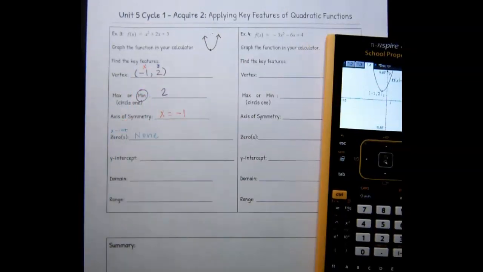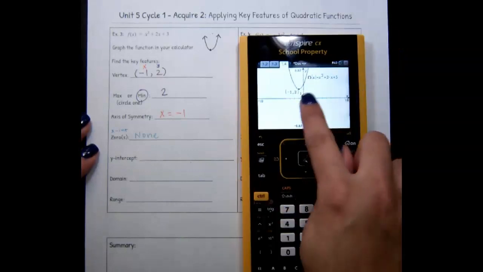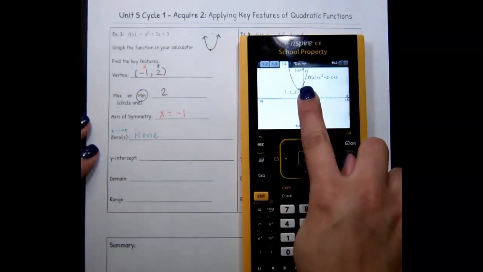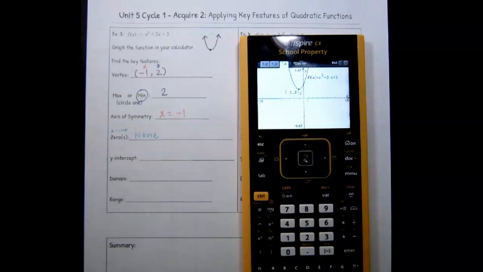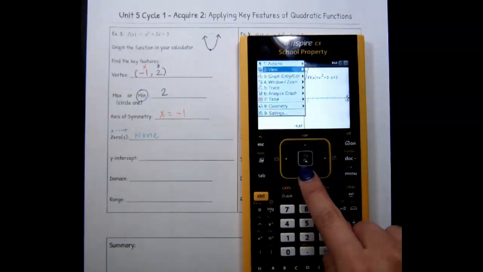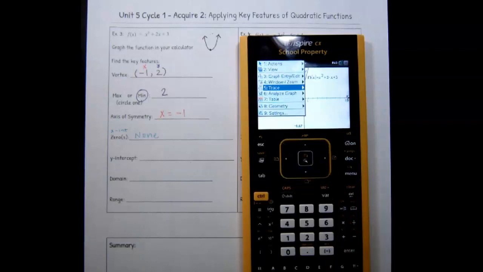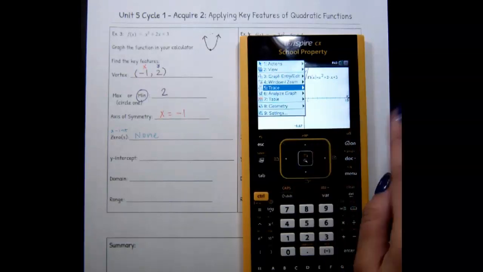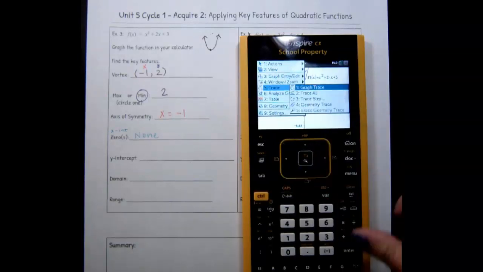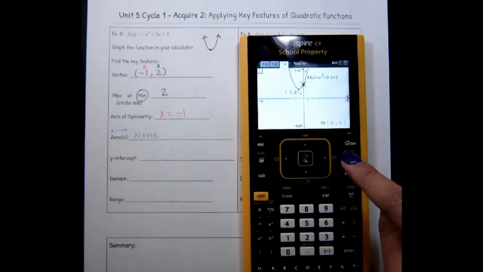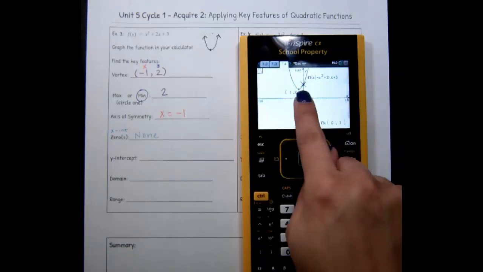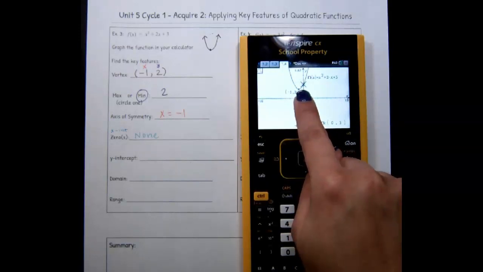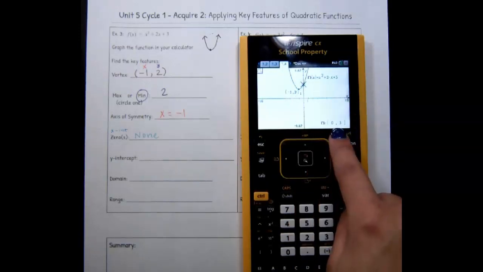There are no zeros or x-intercepts. Now, the y-intercept is right there. To find it, we're going to use trace. So menu, trace, graph trace. Some of you have used this last semester. And when you do graph trace, most of the time it's going to take you directly to that y-intercept. So my y-intercept is 0, 3.